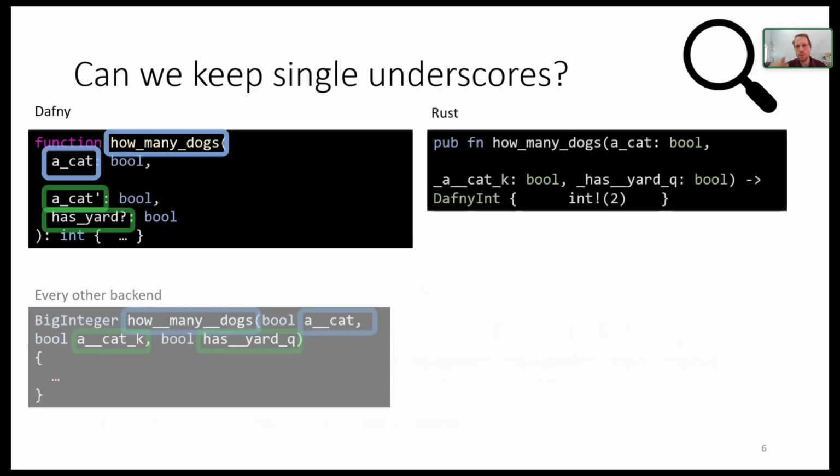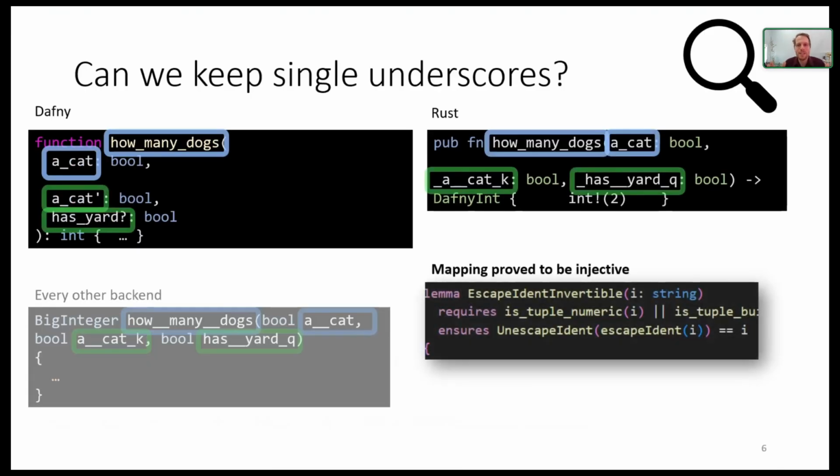So in Rust, we made it so that we can reuse the same names if they have underscores, and if they have special characters, we prefix identifiers with an underscore and apply the escaping transformation. And you might think, well, hey, will that actually collide in some ways? Will we have any problems? The good news is, since the last part of this pipeline is written in Dafny itself, we actually have a lemma that proves the mapping to be injective.